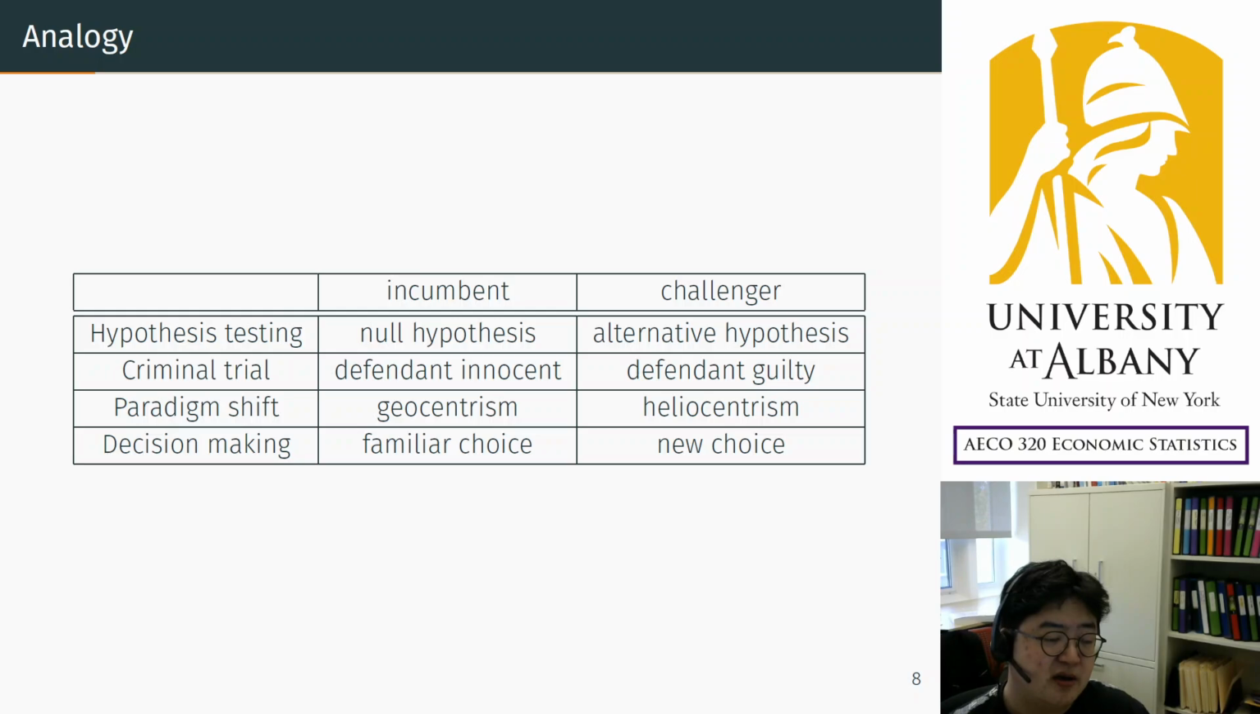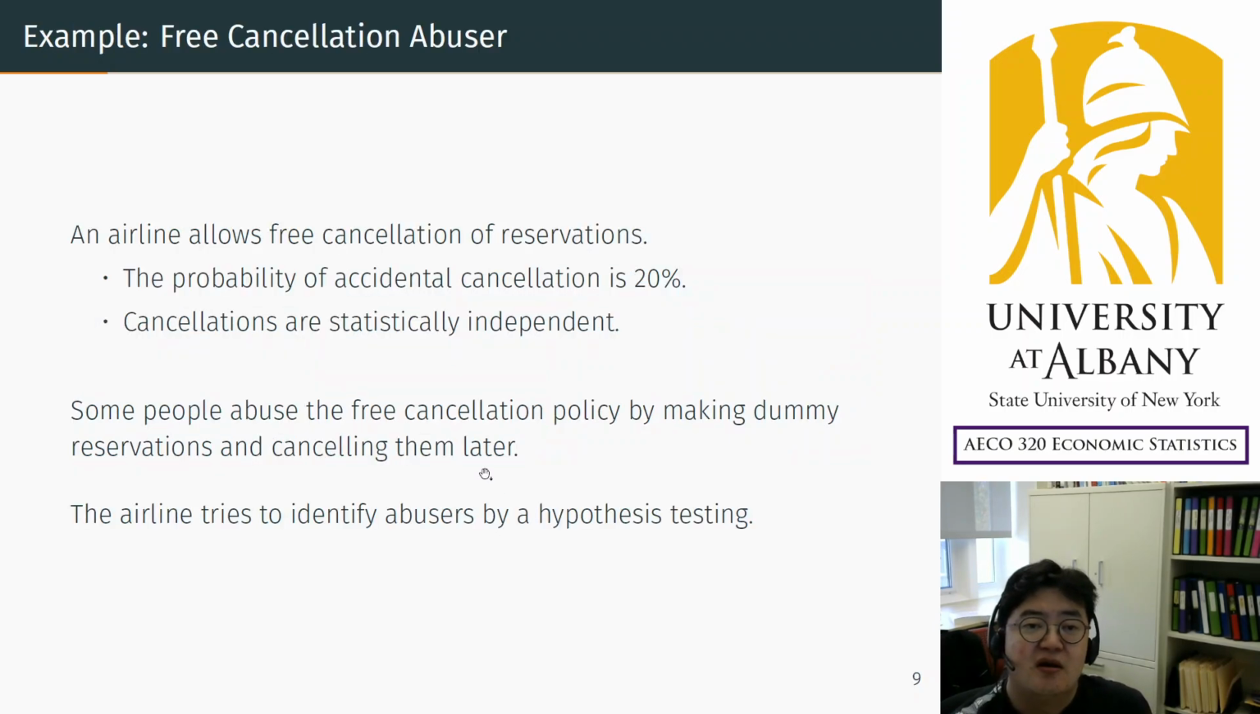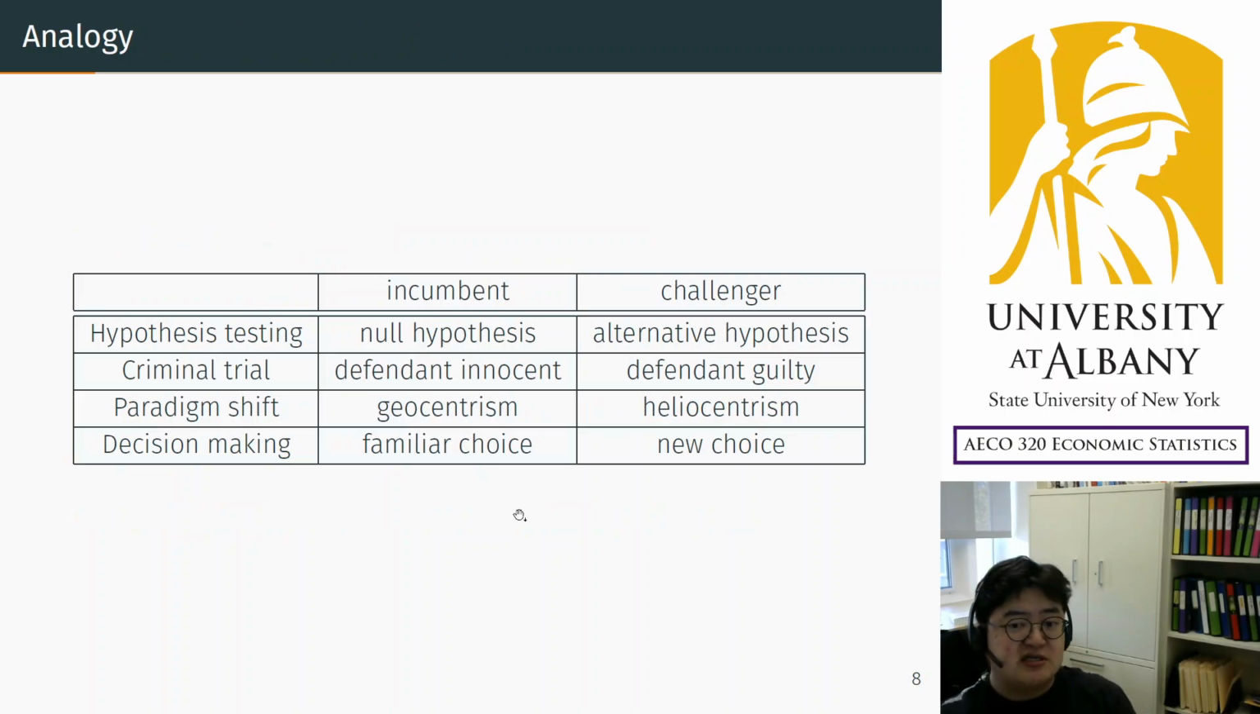Here is a summary, right? As I explained, the incumbent, your belief, is called the null hypothesis in hypothesis testing, which is comparable to the presumption of innocence or geocentrism or just your go-to choices. Okay, so this is a general discussion, an introduction of the framework.